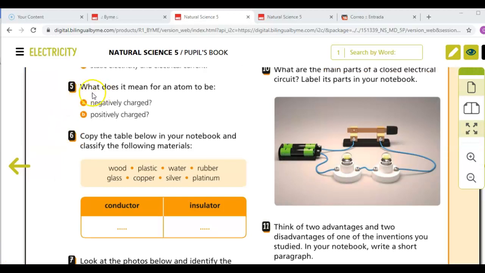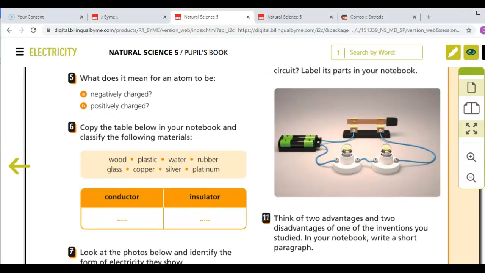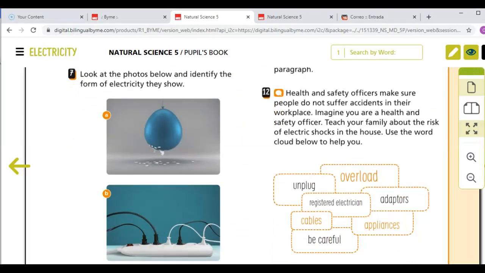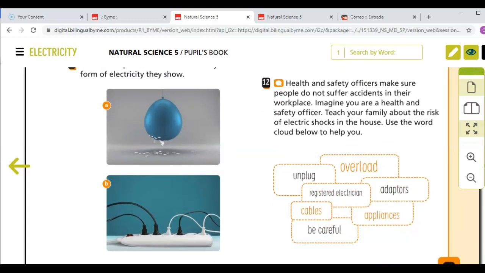Exercise number 5. What does it mean for an atom to be negatively charged? Positively charged? Answer the question. Exercise number 6. Copy the table below in your notebook and classify the following materials: wood, plastic, water, rubber. Okay? The next exercise that you have to do is exercise number 7. Look at the photos below and identify the form of electricity they show.